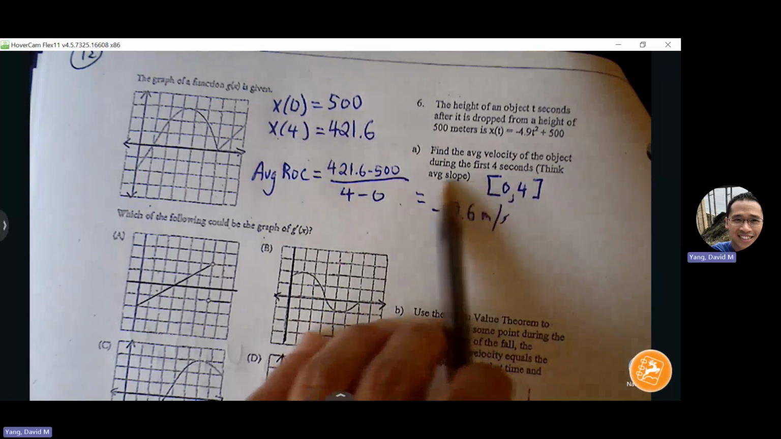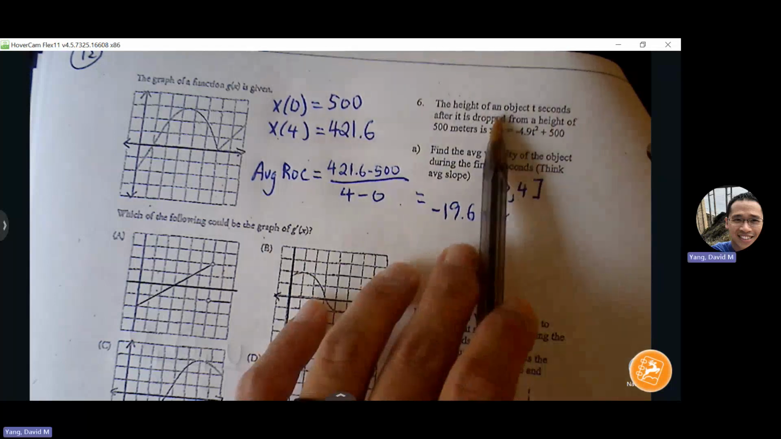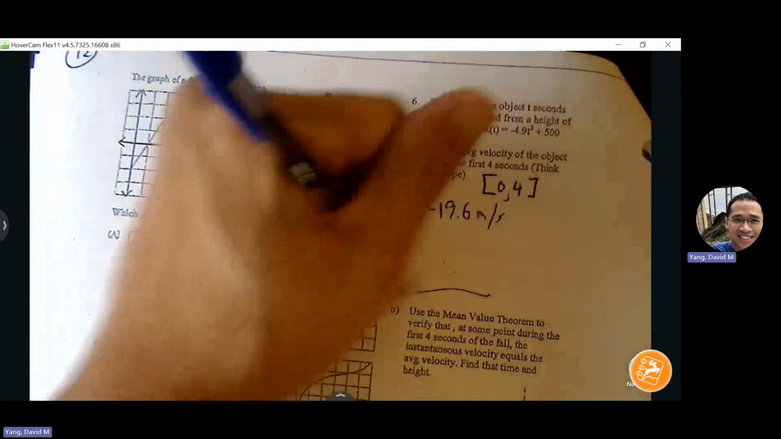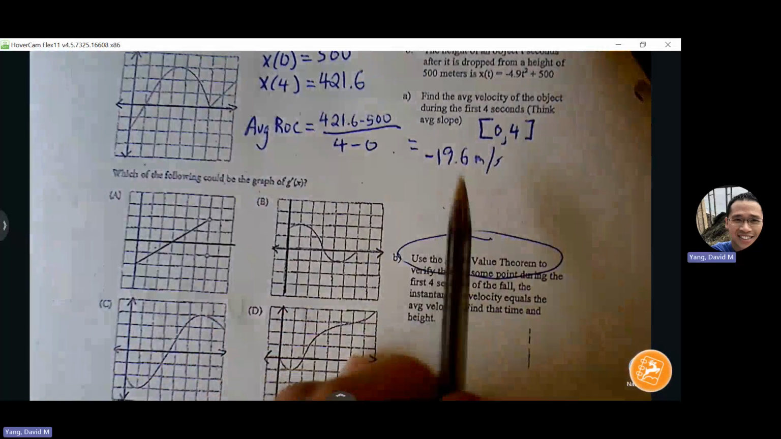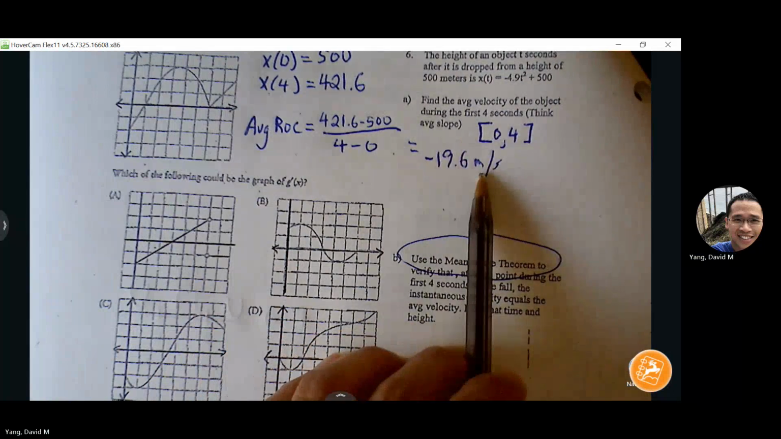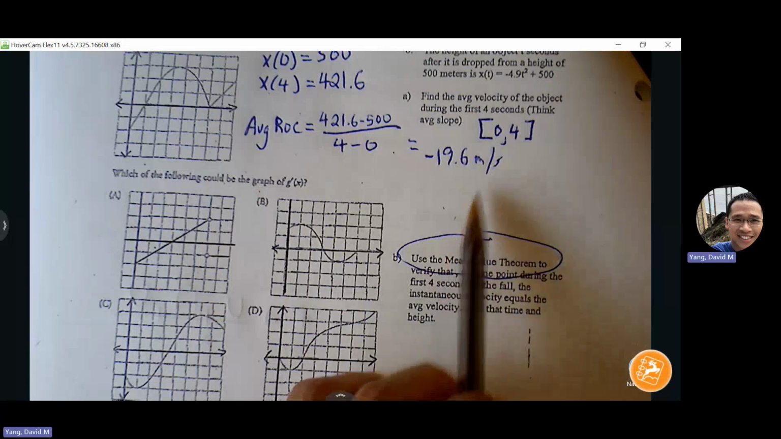So can we guarantee that somewhere between 0 and 4 seconds, this object is going to reach exactly this velocity? Yes, right. And that's what we're about to do here, mean value theorem. So it says, okay, I know my average velocity is this value. When is this object going to hit exactly negative 19.6 meters per second?